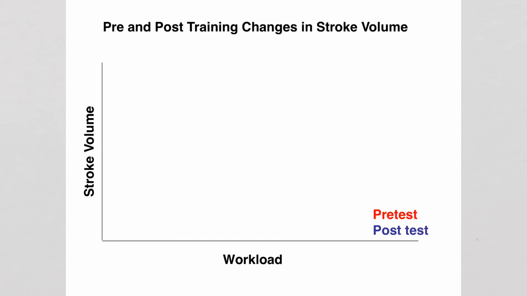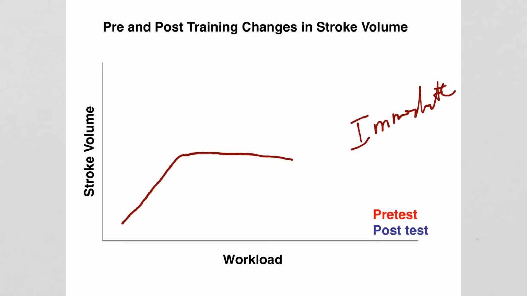Let's think about this from a graph standpoint. So we have our pre-training workload stroke volume. We kind of go up like this, and what happens is we see a little bit of a leveling off, and then, as you see, stroke volume has a big immediate increase. So it immediately goes up, but eventually it levels off. So it's not very much of a linear increase in stroke volume. There's an early increase, and then it levels off.